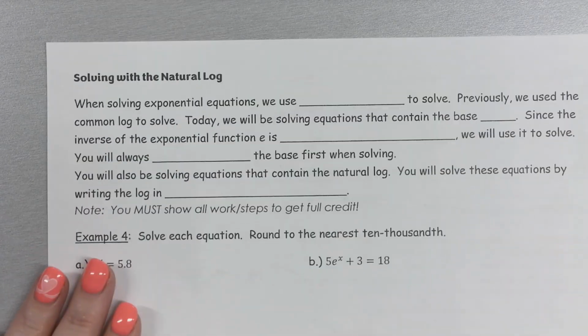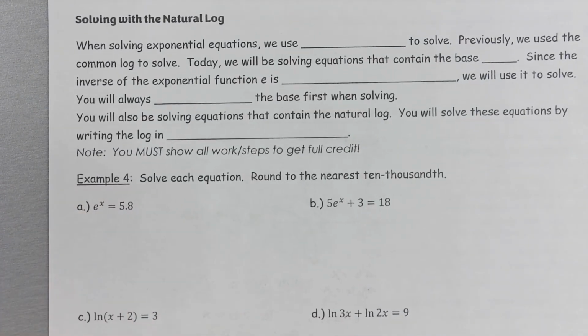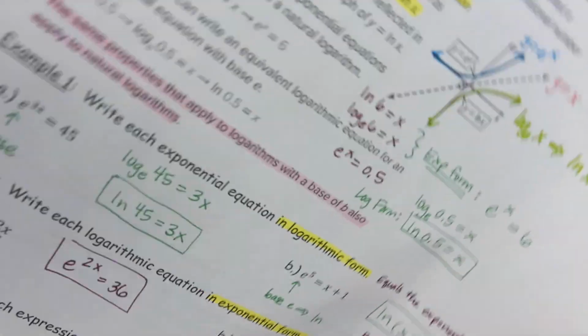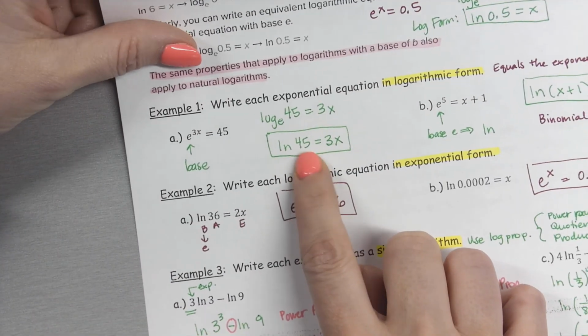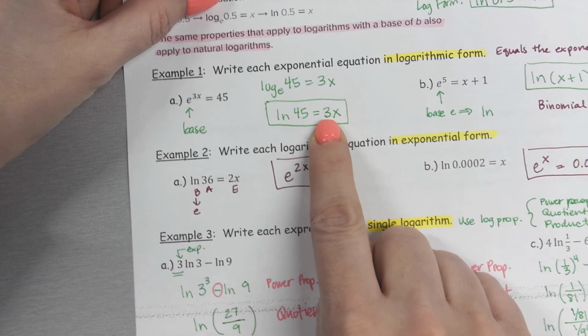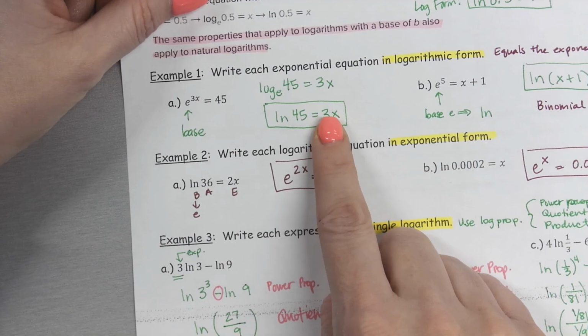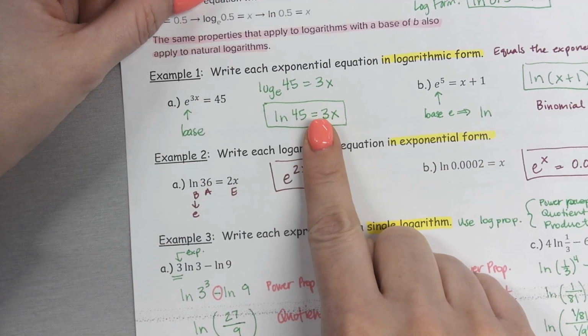All right, now we are going to solve with our natural log. So on this page, do you see how we have the natural log of 45 was equal to 3x? I said you can just leave it like that. We're going to learn how to solve these for x.